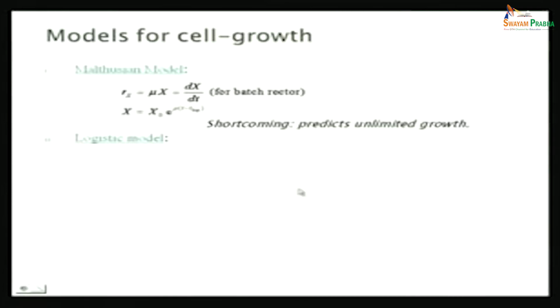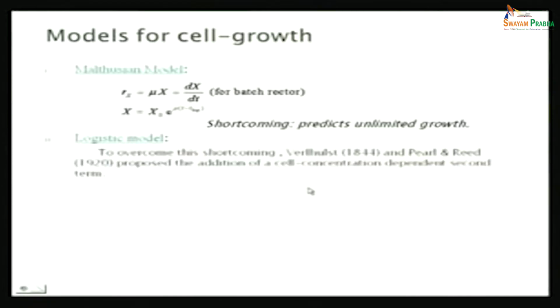The next model is known as the logistic model, and it was proposed to overcome this shortcoming of the Malthusian model. You see, these are very old models actually. These people, Verhulst and Pearl and Reed, in 1844 and 1920, proposed the addition of a cell concentration dependent second term, which means that the reaction is no longer first order in x. Okay, that is what they said. So that was an intuitive idea.